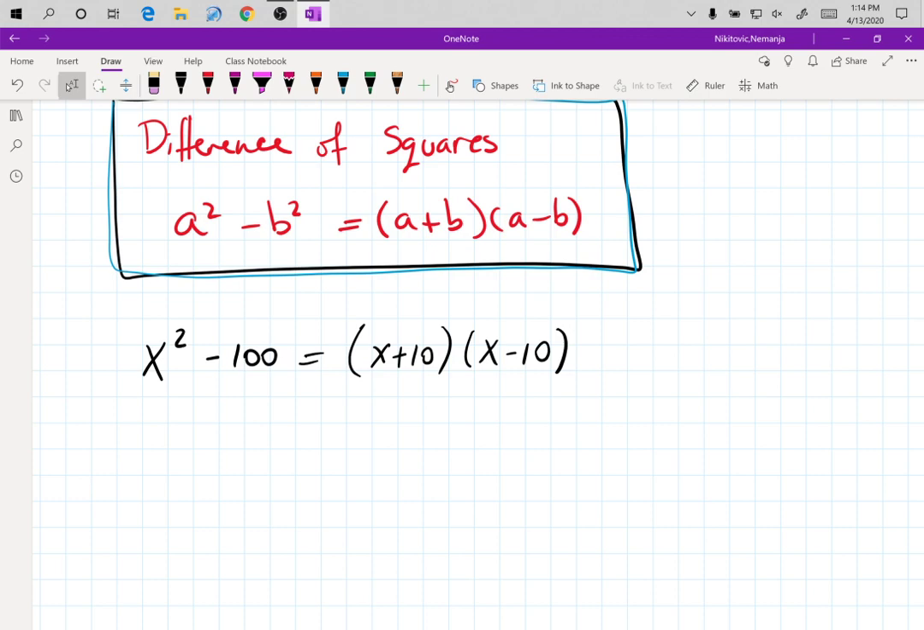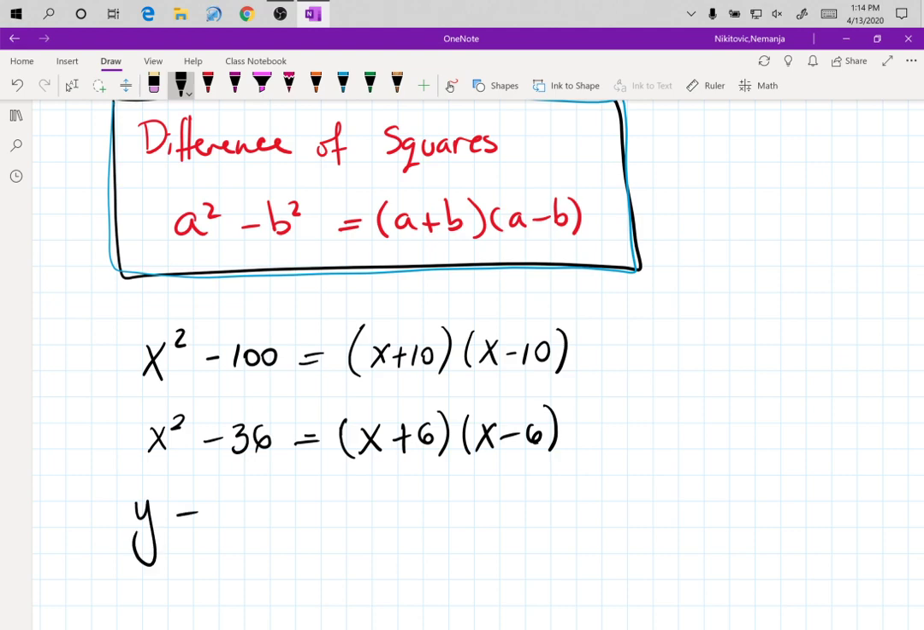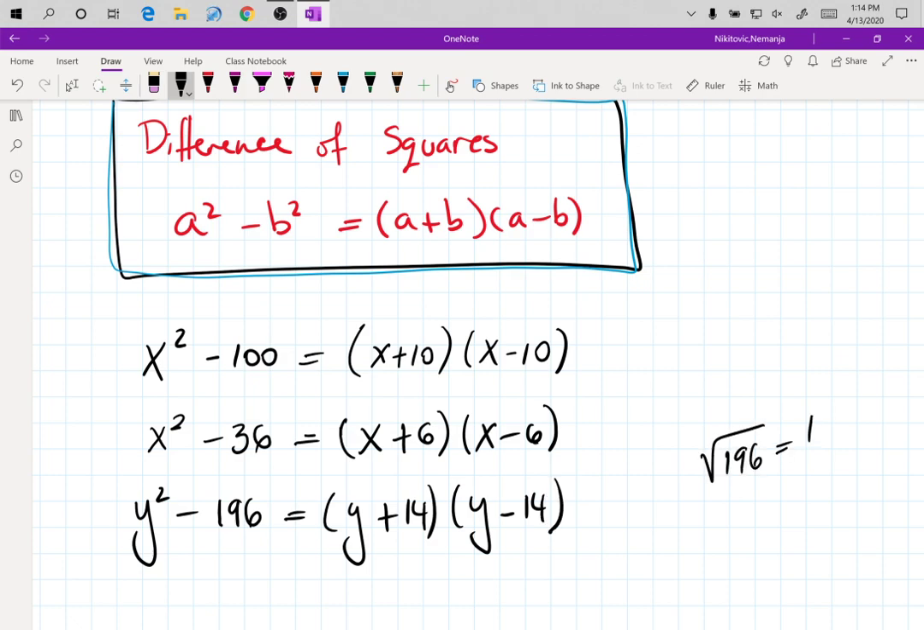Say you have x squared minus 36. Well, that's x minus 6, and x plus 6. It doesn't matter which one you put first, but to be consistent with the formula up there, you can put minus or plus first, it doesn't really matter. Now y squared minus 196. That's y plus 14, y minus 14. Go ahead, take the square root of 196 in a calculator. You will get 14.